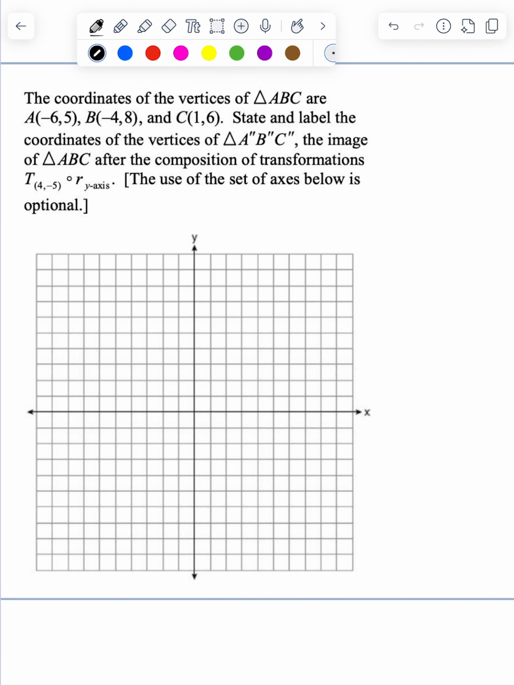So it tells us that the vertices of triangle ABC are negative 6, 5; negative 4, 8; and 1, 6.